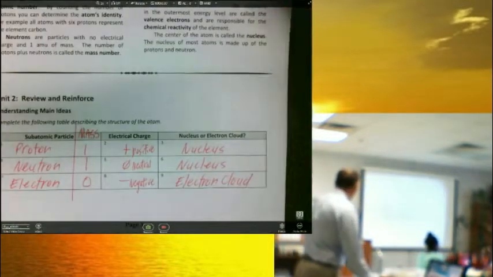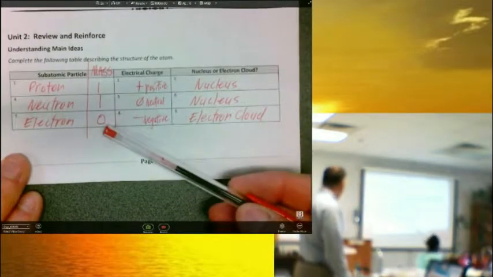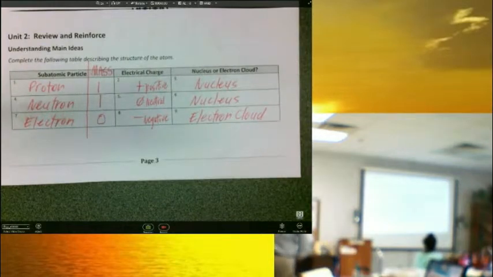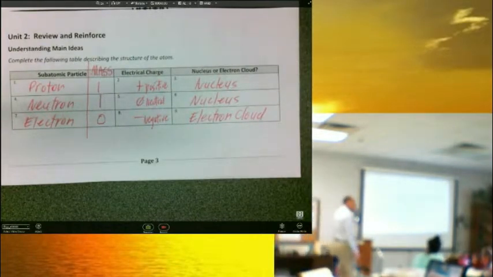Okay, let's go over this. Carmel, sit down. Okay, here are the answers to the front. We are going to add a column here. Please add mass. Draw a line down. I forgot to put mass on there. So add mass. The proton has a mass of 1. Page 3, right there. It has a mass of 1.